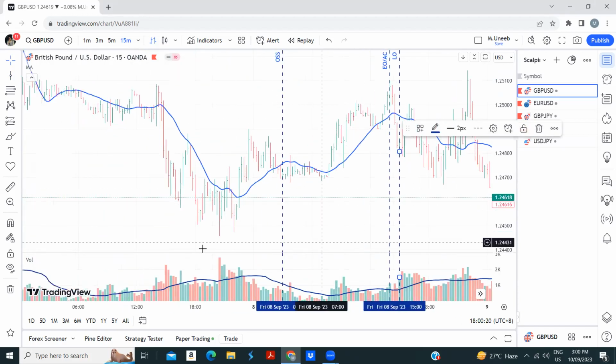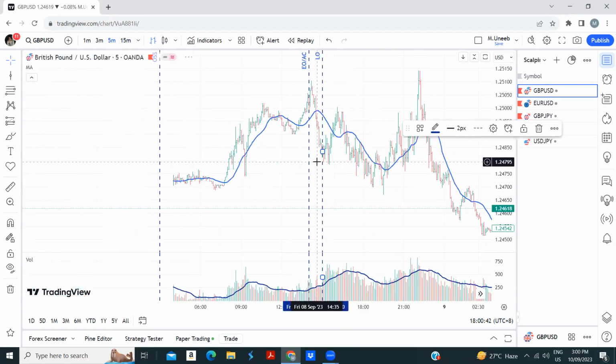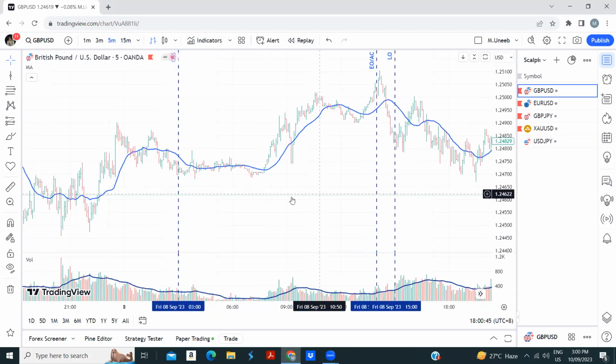So what are you going to do? First of all, what I told you, you have to identify the bias before OSS, and then you have to identify the bias before EO. So what you are seeing here, before this one, what do you see? The price goes up here, but you see the declining volume. Now switch to the 5-minute time frame and see if you can see any high volume.